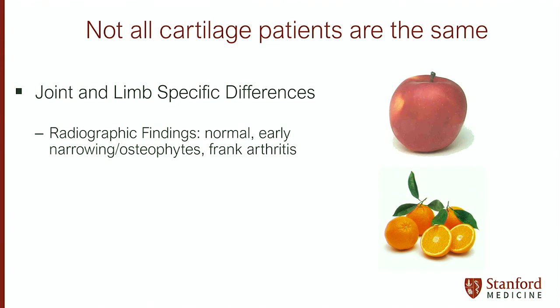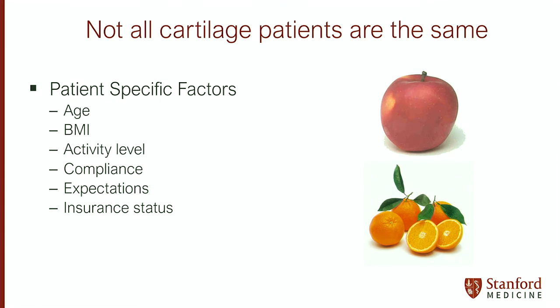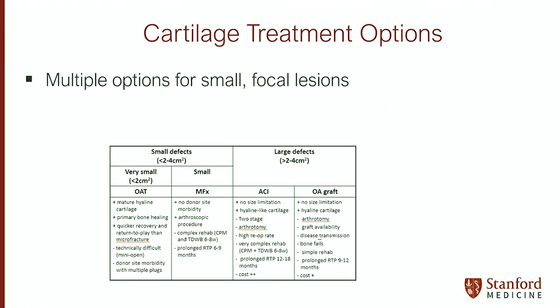So it is very different for me, someone with pristine x-rays versus someone with early narrowing, early osteophytes, or frank arthritis. The treatments are different. And we've talked a lot about alignment and stability. And then there are patient factors like age, BMI, activity, compliance, expectations, and certainly insurance status. So there's really no one-size-fits-all treatment for our patients.